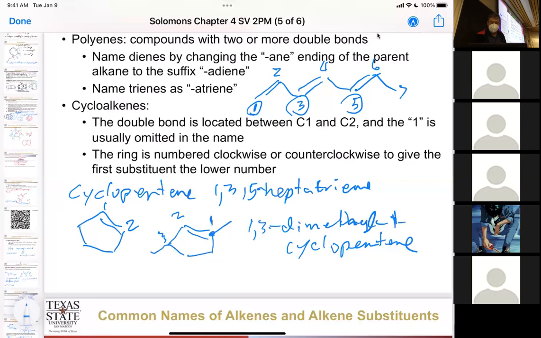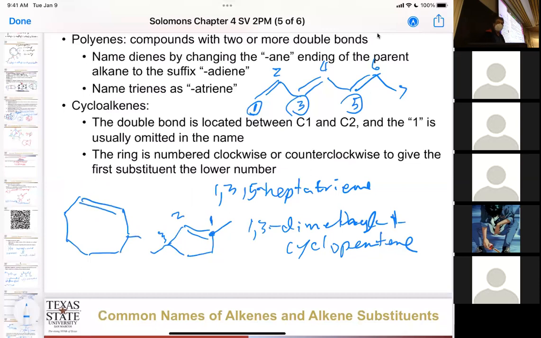So let's do one more of those cyclos. And let's go from the simple one to something a little different. Okay, so we have 7 carbons. So it's cycloheptene, and we have a substituent here.